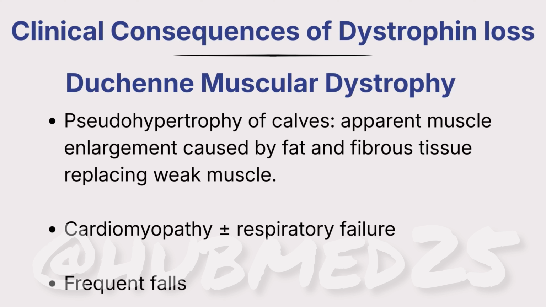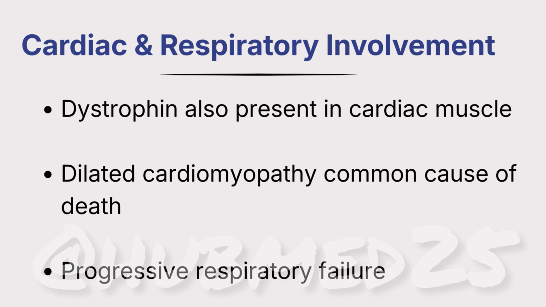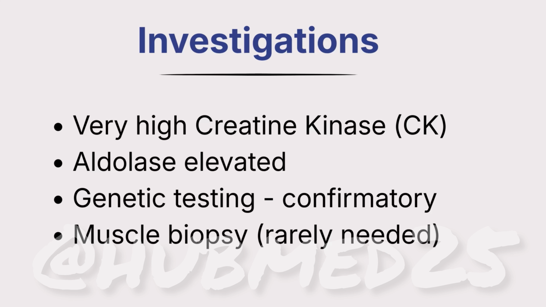Dystrophin is also present in cardiac muscle, so the heart is affected too. The most common cause of death in Duchenne muscular dystrophy is dilated cardiomyopathy. Progressive respiratory failure also contributes. Initial investigations show very high creatine kinase. Aldolase is also elevated. The confirmatory test is genetic testing. Muscle biopsy is now rarely needed.